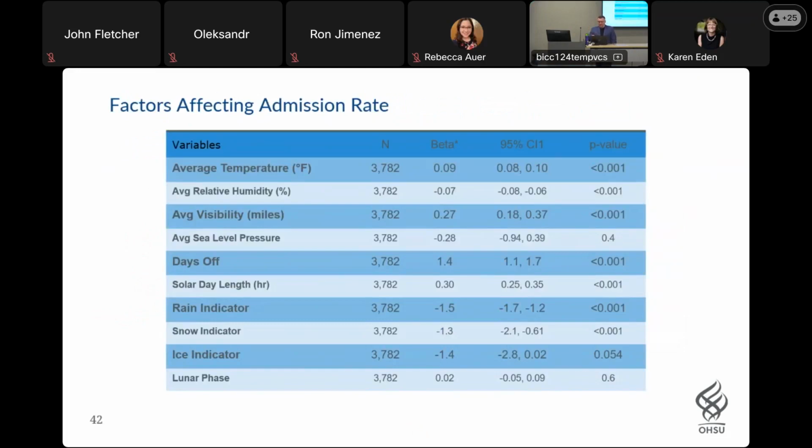So I did the statistical analysis. Most of the data came up highly significant except for average sea level pressure and lunar phases. Despite the common belief, I know it's a superstition, nothing we can do about it. Science is hopeless, but it didn't come up as significant.